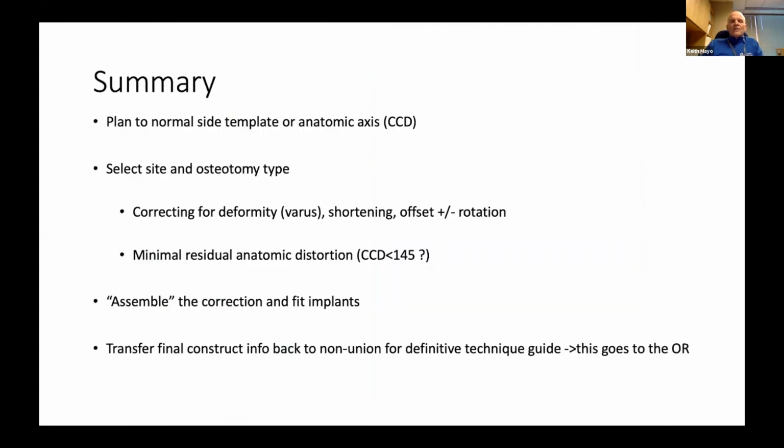So in summary, what we will do generally is plan to the normal side based on equal rotation AP views of the respective hips. We'll select a corrective osteotomy type, and that can usually be a closing wedge, either complete or incomplete, usually not completely opening. That should compensate for shortening, and we can manage offset with subtle changes in shaft translation.